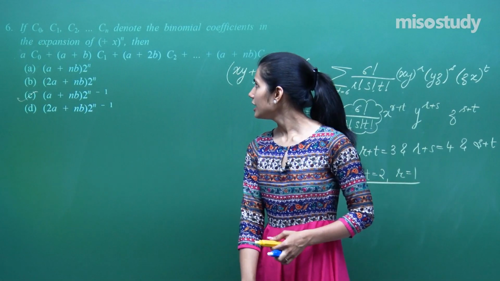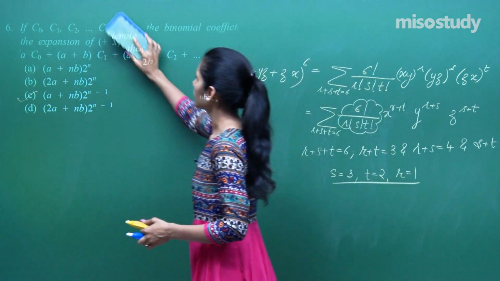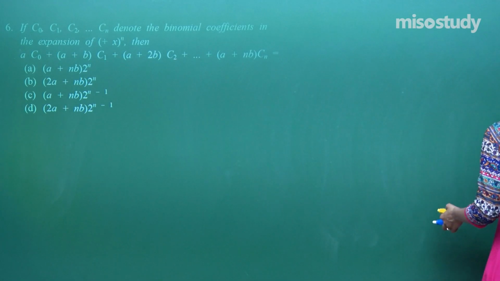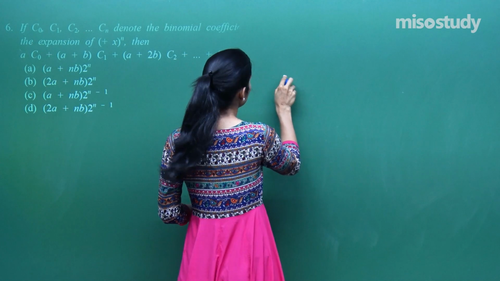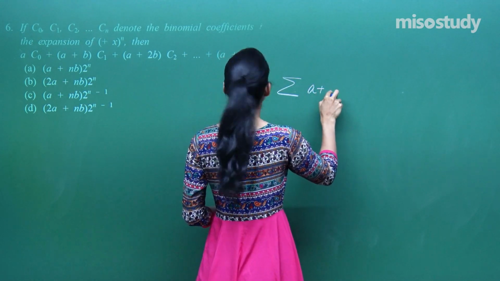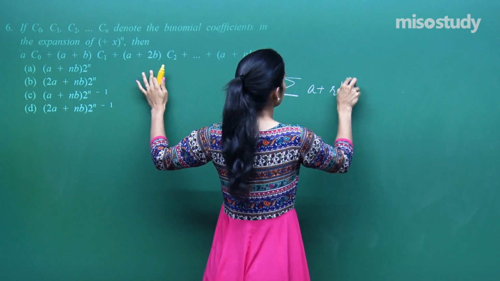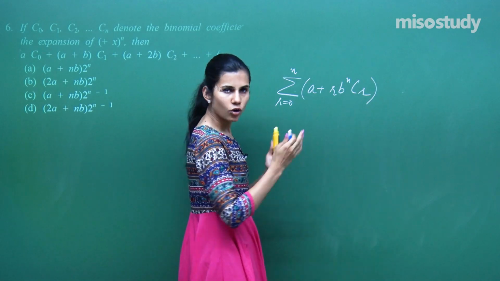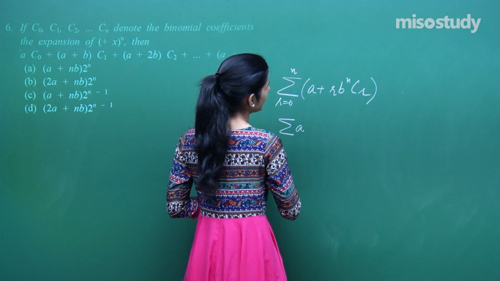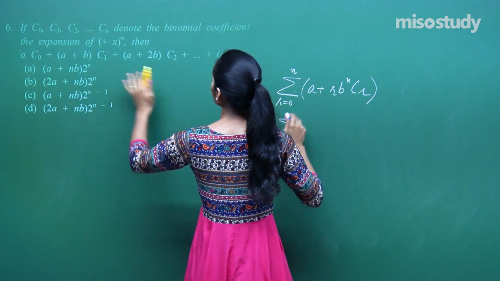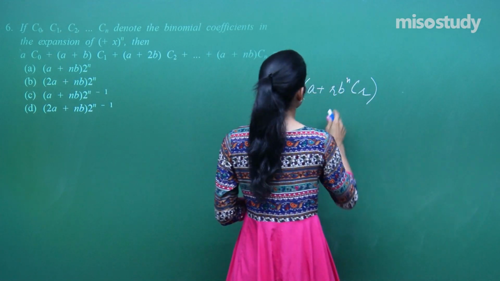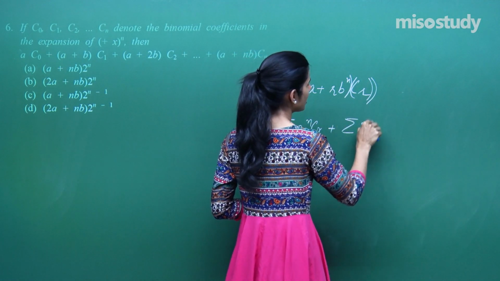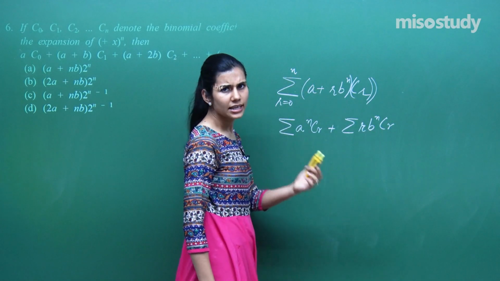Okay? If this denotes the binomial coefficients in the expansion of (1 + x)^n, then what is the value of the written expression? रिटन एक्सप्रेशन को ध्यान से देखें तो हम इसे कॉम्पैक्टिफाइड फॉर्म में लिख सकते हैं as summation (a + rb) nCr, r going from 0 to n. Then you can just open it up. ये हो जाएगा summation a times, a times, this is actually (a + rb) times nCr. So this is a times nCr plus summation rb times nCr. nCr is same as nCr.